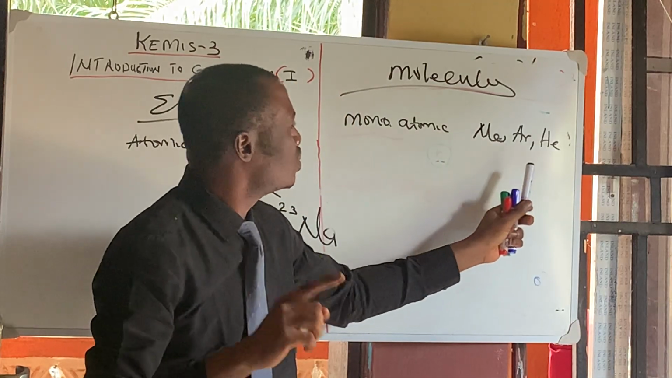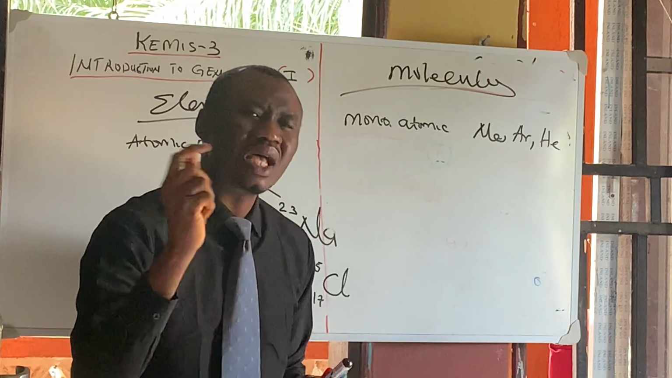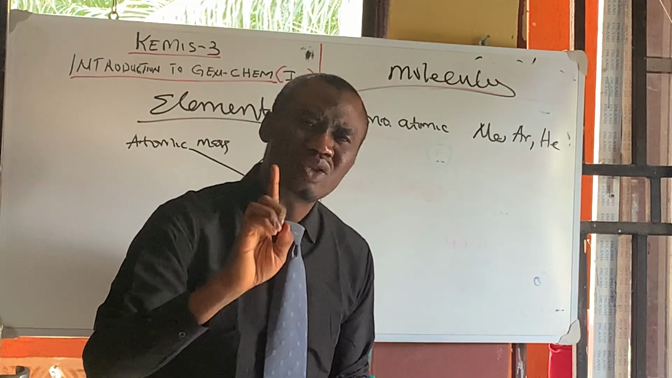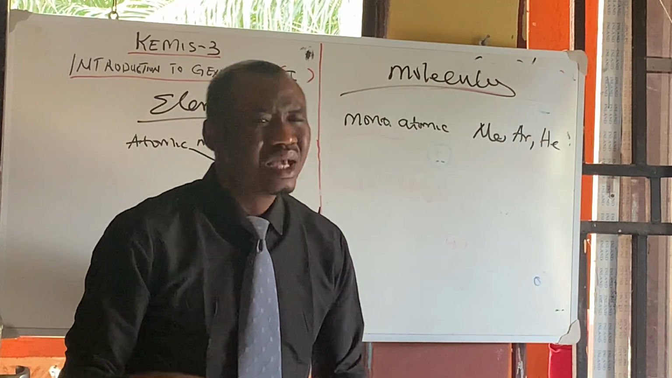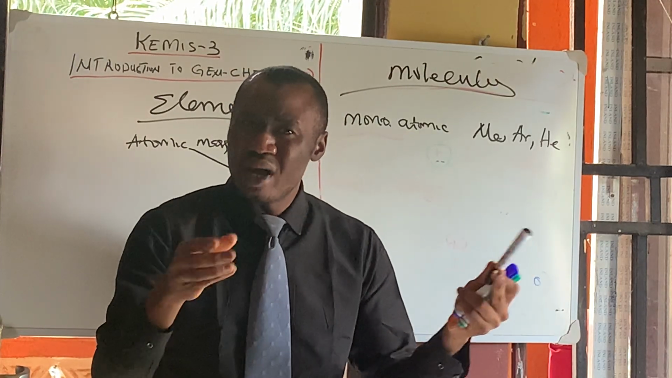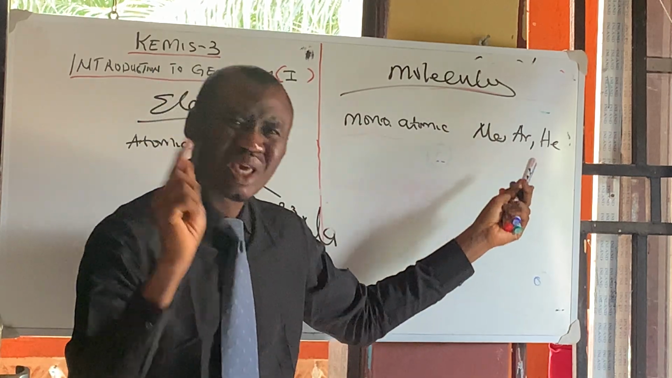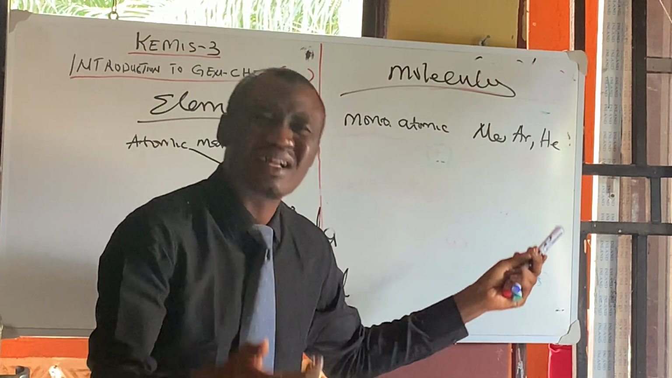Neon, just one of those. Argon, just one of those. Helium, just one of those. That's why it's called a monoatomic molecule. But meanwhile, we are told that molecules are two or more elements that are chemically bound together. So we can call this molecule because they are inactive.